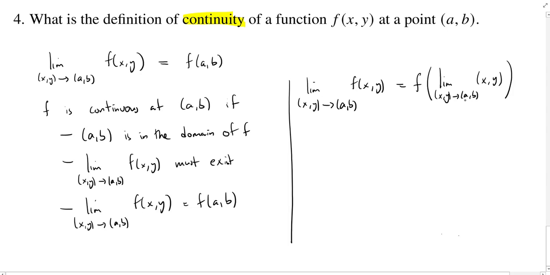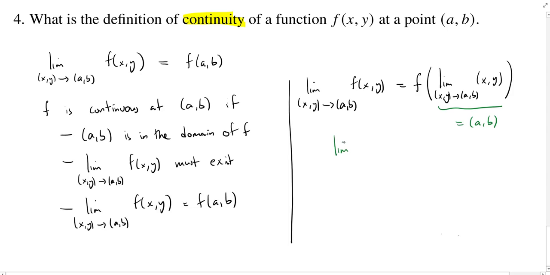I think it should be reasonably clear that as (x,y) approaches (a,b), the limit of the pair (x,y) should be (a,b). So this should equal (a,b). No real question about that. And so the way you should interpret continuity from maybe a more high-level point of view is that a function is continuous at a point if the function commutes with this limit operator. So I can evaluate f and then take the limit, or I can take the limit and then evaluate f. It doesn't matter which order I do it.